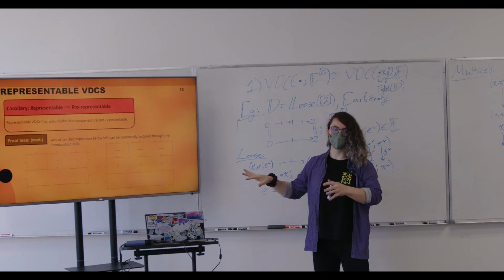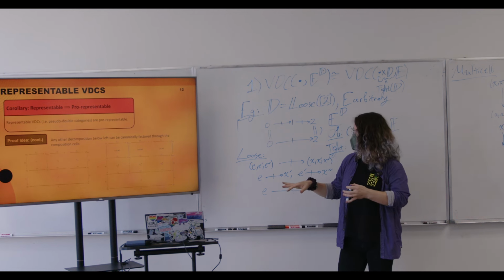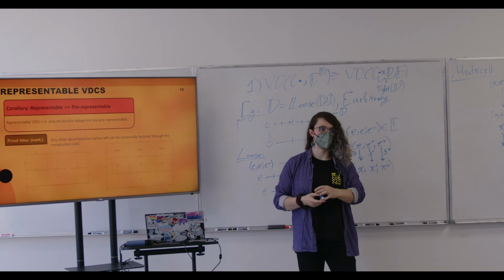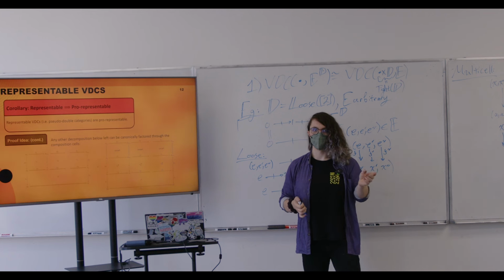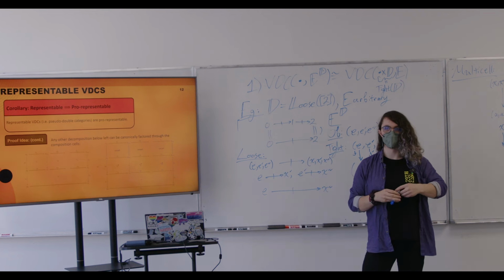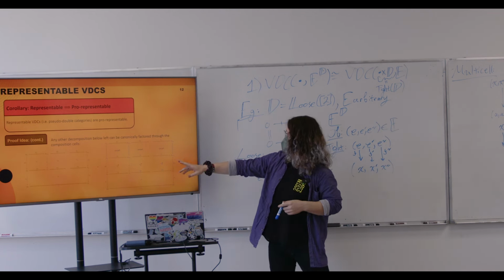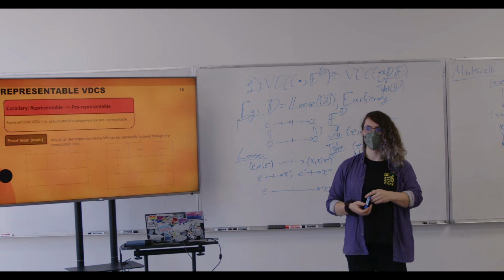So that's a quick overview, but any questions about why representable virtual double categories are pro-representable, or about the condition itself about inserting these unary cells?